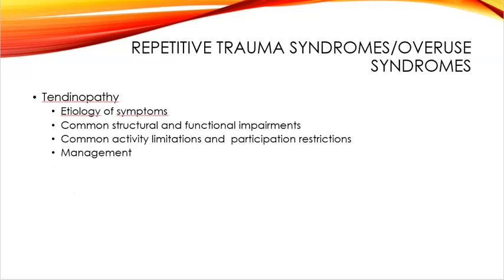Tendinopathy, a lot of times I think of the shoulder, but of course throughout the body there also can be tendinopathy, most likely due to overuse. Common causes might be repetitive trauma syndromes, where they're repeating the same movements over and over again.